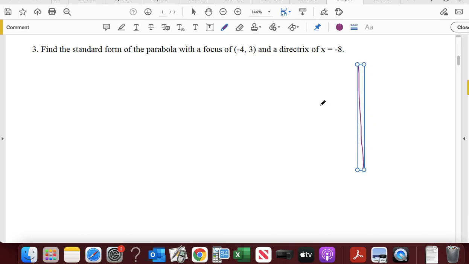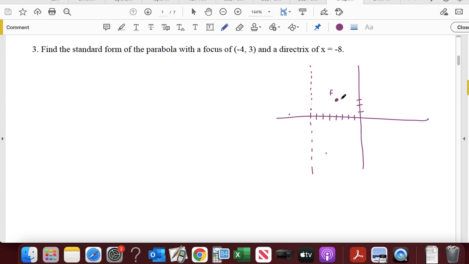Okay, so always good to draw a sketch when you're working with one of these. So our focus is at (−4, 3). So negative 1, 2, 3, 4, 1, 2, 3. So there's our focus. Call that point F. And directrix of x equals −8. So we can go 4 more over here, 1, 2, 3, 4 more. So there's our directrix. Yeah, that's a line, x equals −8 being a vertical line.